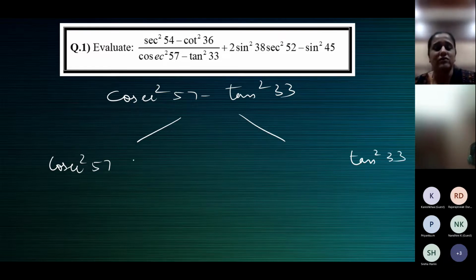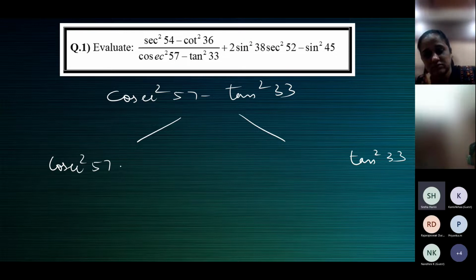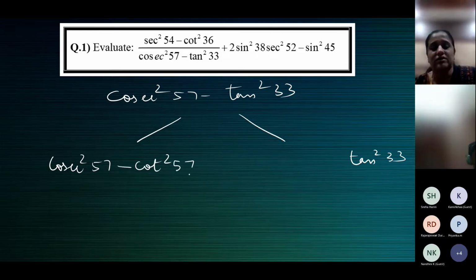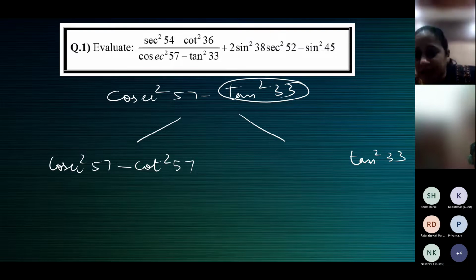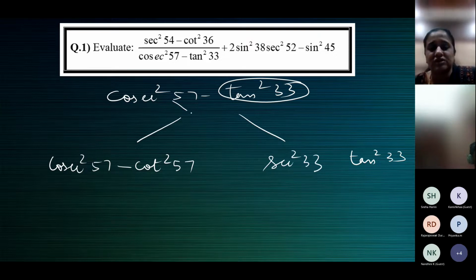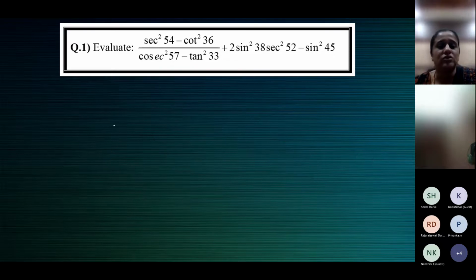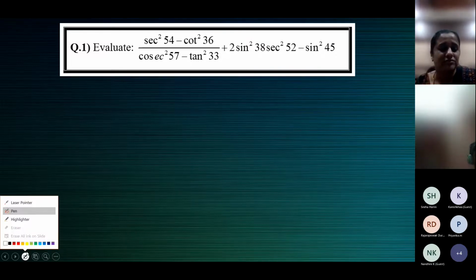Then if it is cosecant square 57, what is the other one you want? Cot square 57, ma'am. Yeah. Minus cot square 57. Cosecant square theta minus cot square theta. So that means you should change this tan square 33 to cot square 57. Or if you want tan square 33, you need secant square 33. That means you must change cosecant square 57 to secant square 33. So the thing is, you need to convert the numerator and the denominator to suit the relevant identity. You fix the identity. You want it to look like which identity, you fix that. And you do the necessary changes.